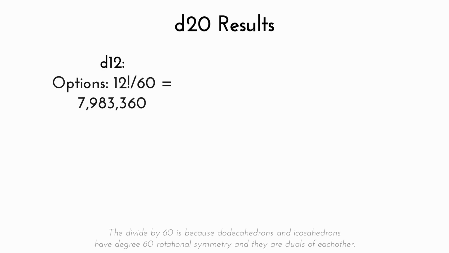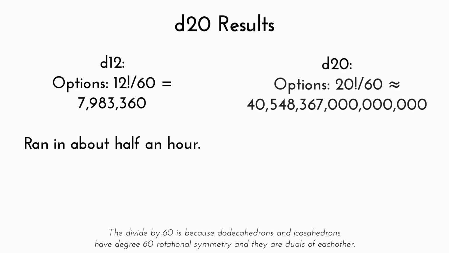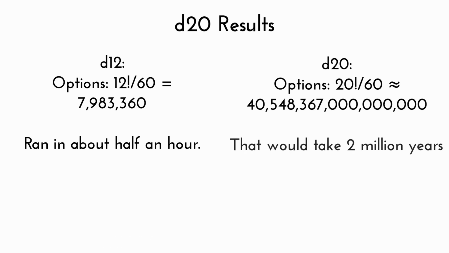For all the previous ones, my code was able to check every single numbering pattern, because there were only up to about 8 million different numbering patterns for the D12. My code ran through them all in less than an hour. But the D20 has 40 quadrillion numberings. At the same rate, my code would be running for about 2 million years. So that wasn't going to work.